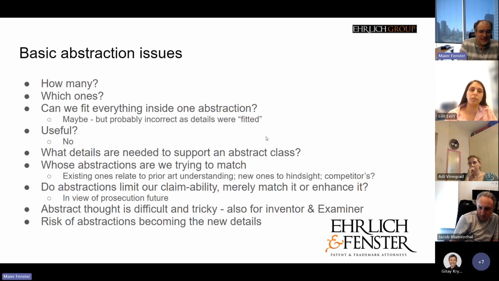Anybody who's done abstractions, and maybe this should be a subject of a separate talk, how many abstractions, which abstractions, can we fit everything inside? How many details do we need to support an abstract class? Do our abstractions actually help us claim, or do they interfere with our claiming? And if we have enough abstractions, so instead of having too many details, we have too many abstractions.